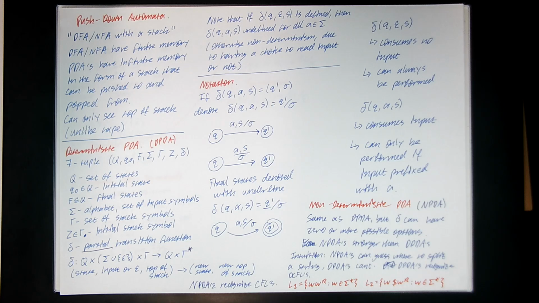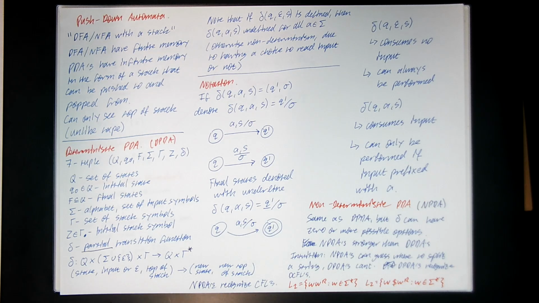Now, it happens for pushdown automata that adding non-determinism actually does give you more power. So, NPDAs can recognize a wider class of languages. And the reason is because NPDAs can guess where to split a string, but DPDAs cannot.